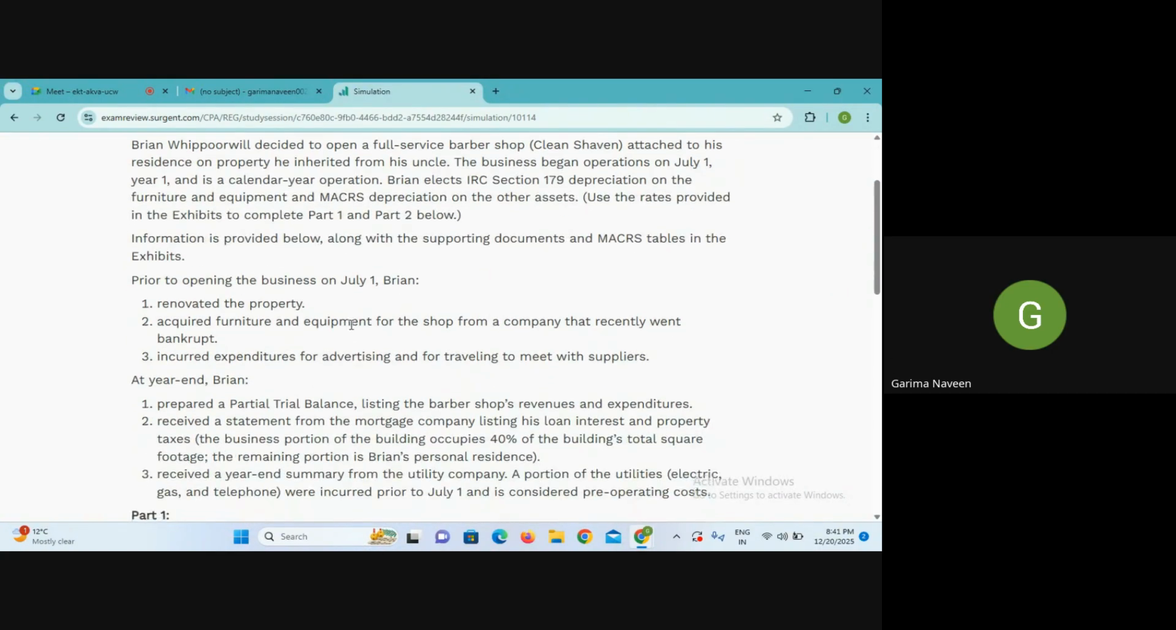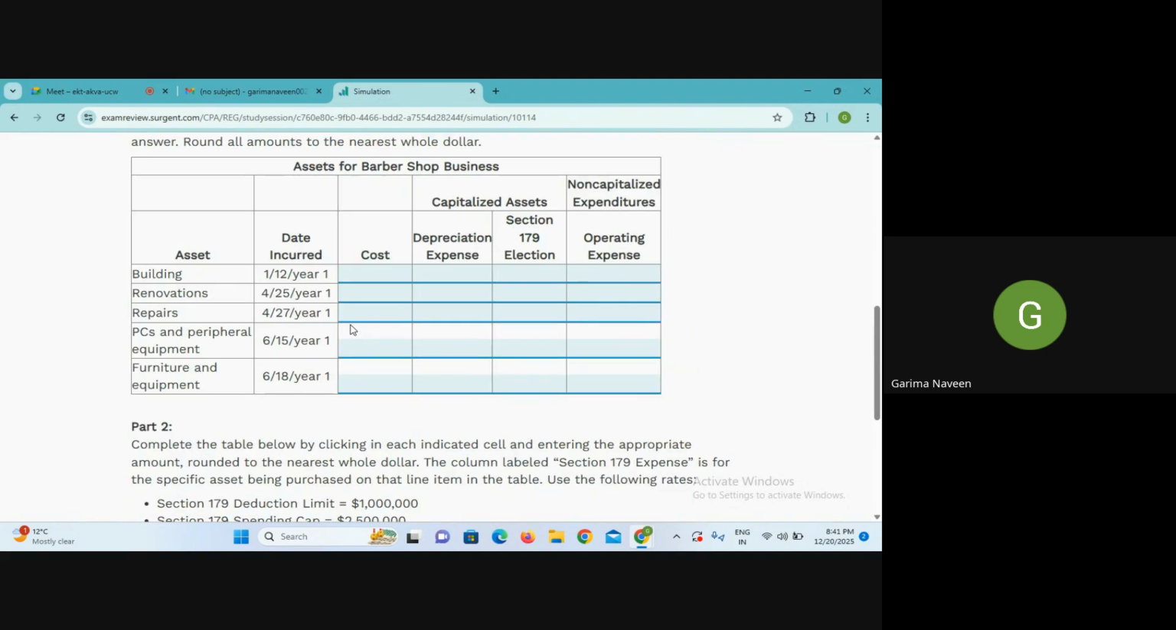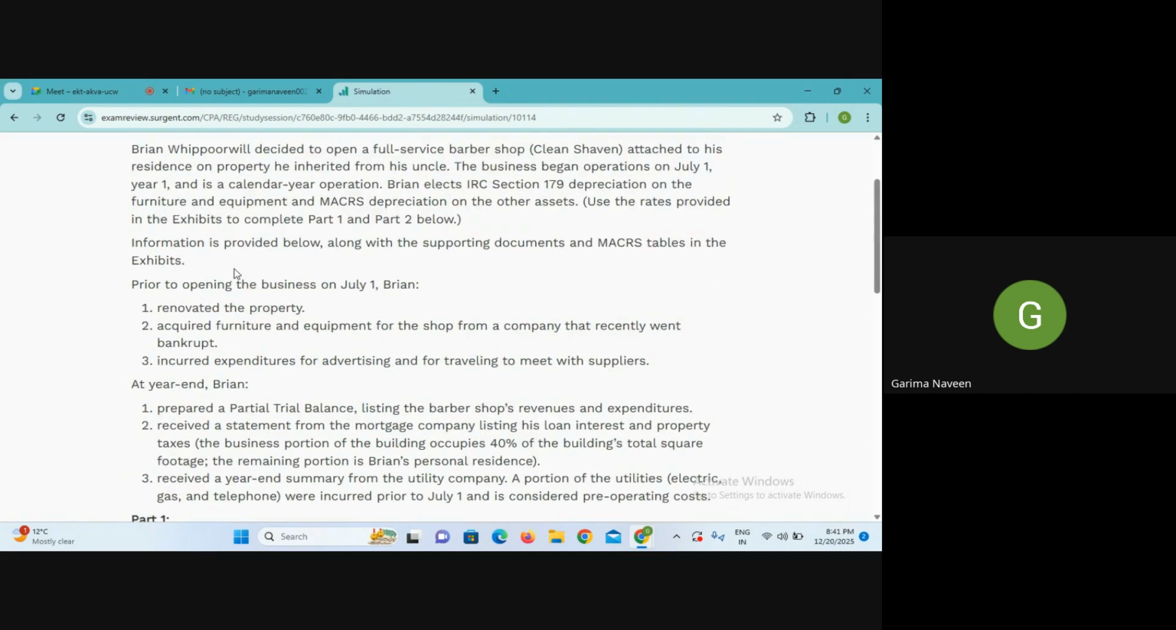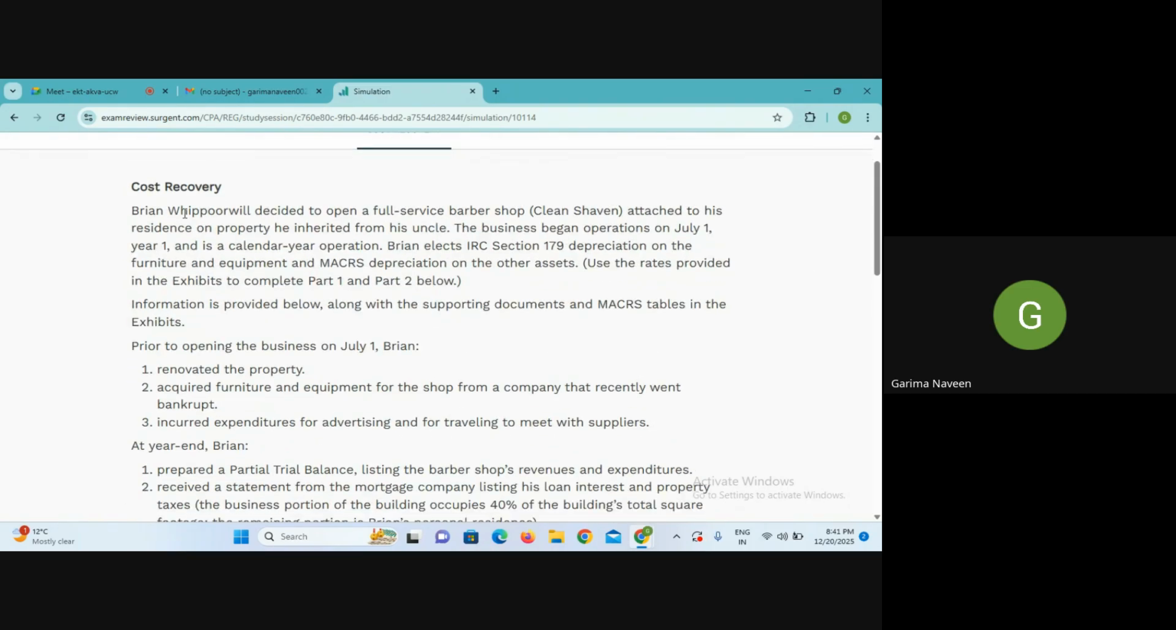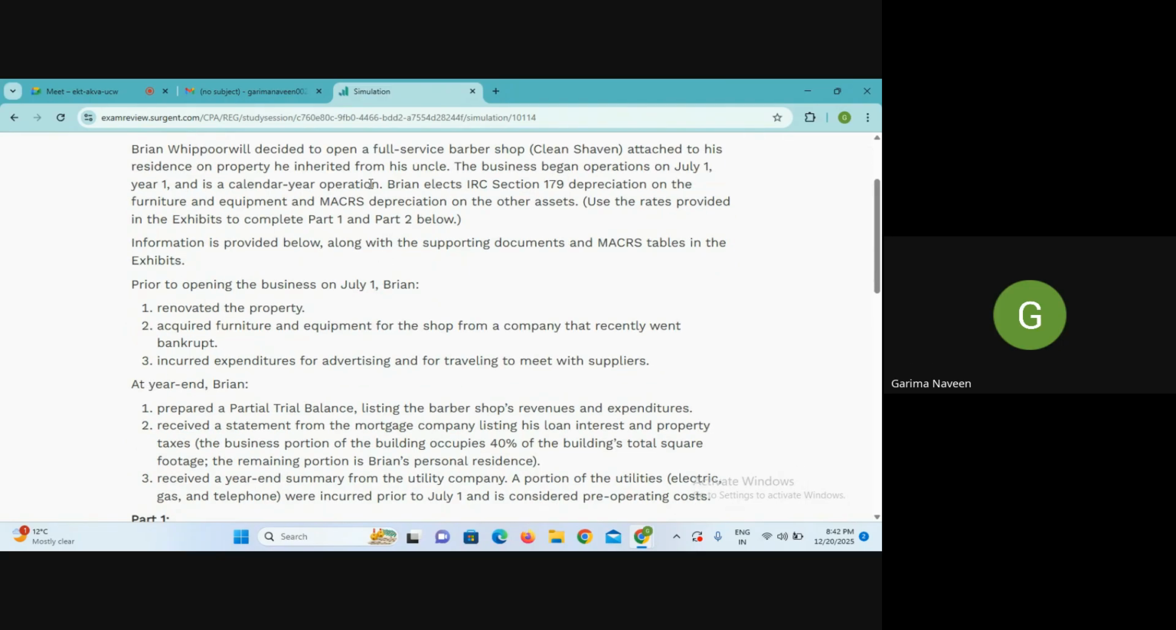So, okay, this question is basically related to MACRS depreciation and Section 179 depreciation. Brian Whirlpool decided to open a full service barber shop attached to his residence on property he inherited from his uncle. The business began operation on July 1st, year 1, and is a calendar year operation. Brian elected Section 179 depreciation on the furniture and equipment and MACRS depreciation on the other assets.